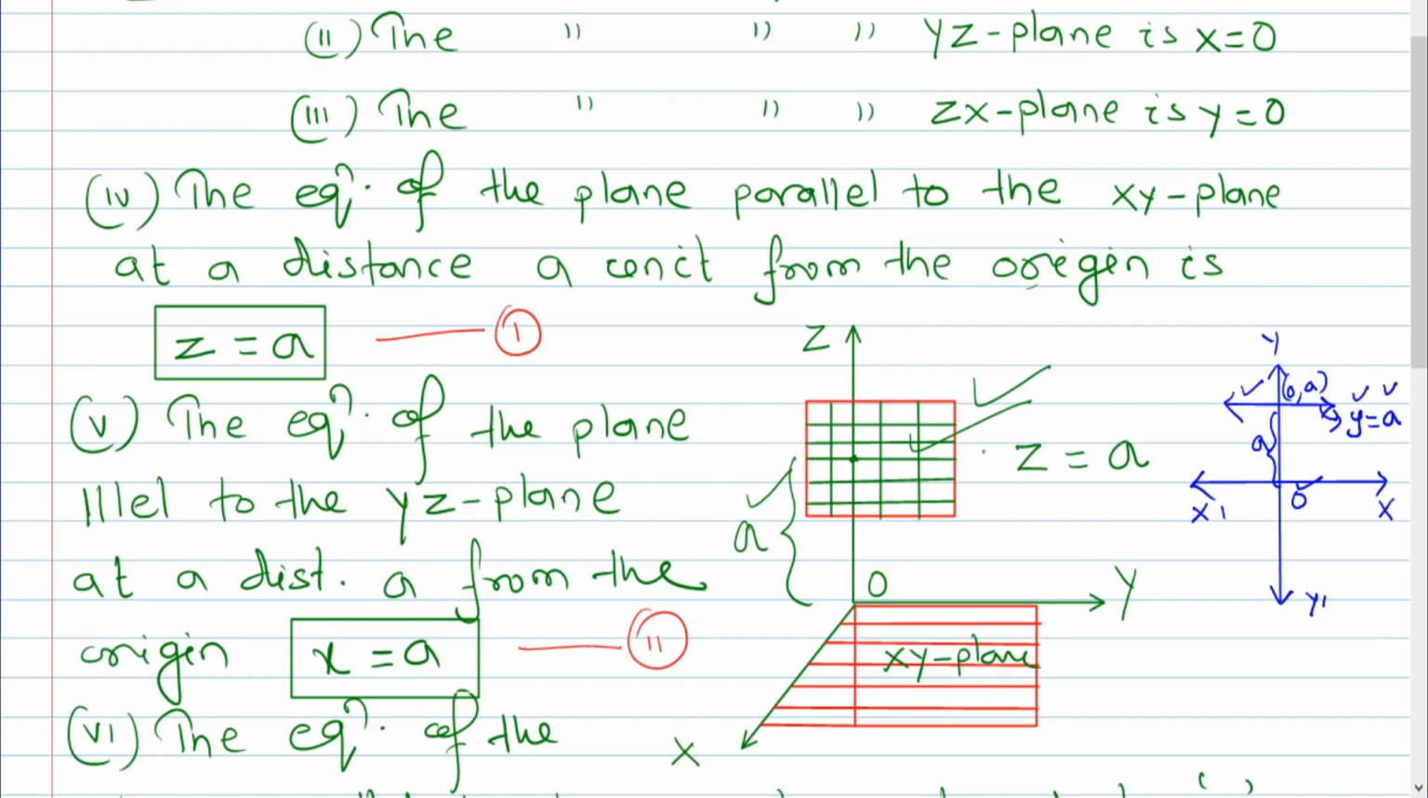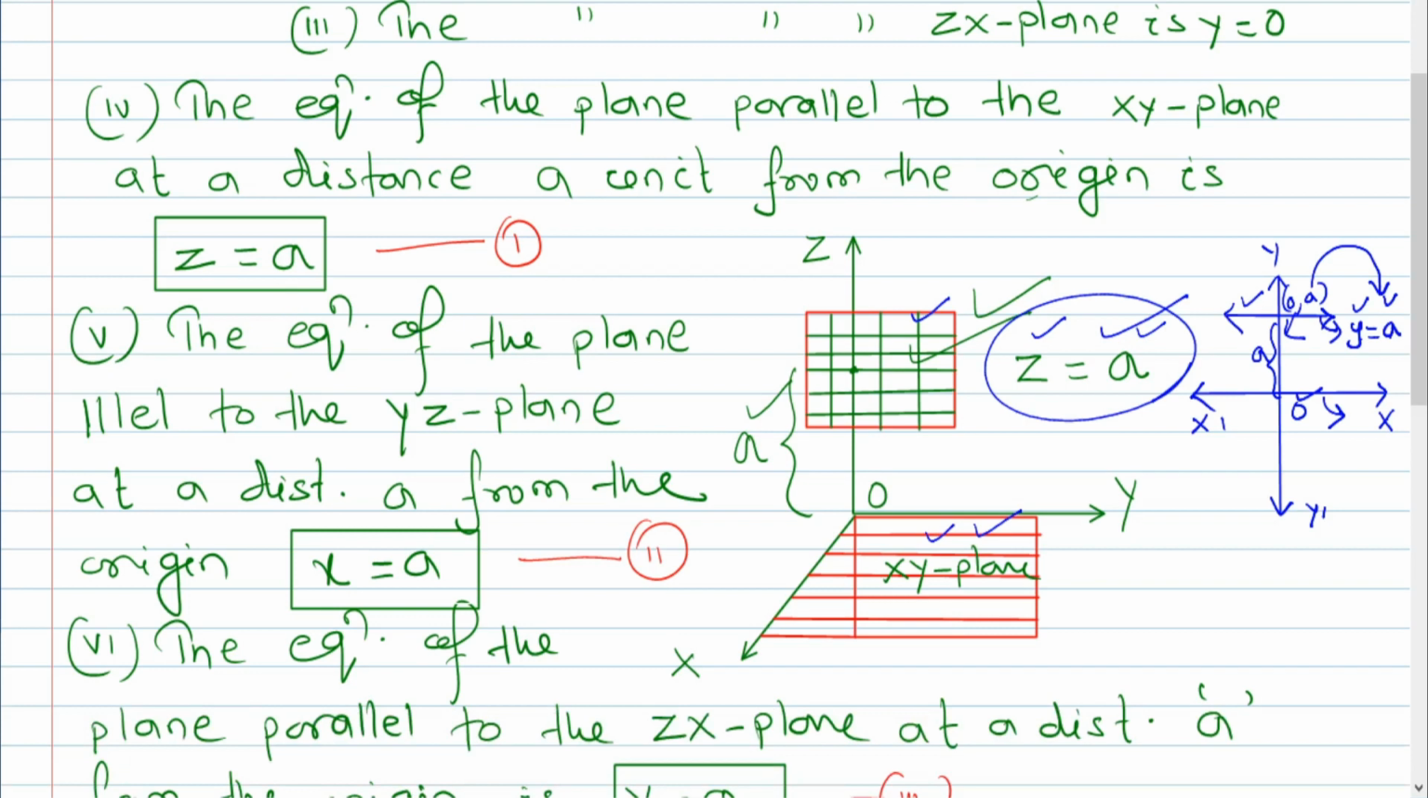So likewise in 3D, since this plane is parallel to the xy plane, at a distance of a units from the origin, z is equal to a. Why z is equal to a? Here you see y is equal to a because it is parallel to the x-axis, which means we cut off x, y is equal to a. This is parallel to the xy plane, which means we cut off xy, z is equal to a. Okay, concept understood, remember it completely.